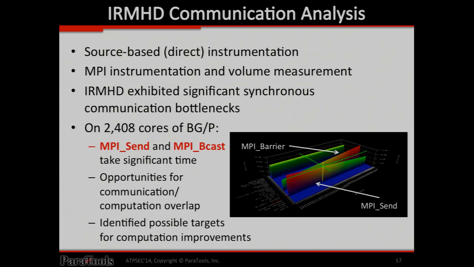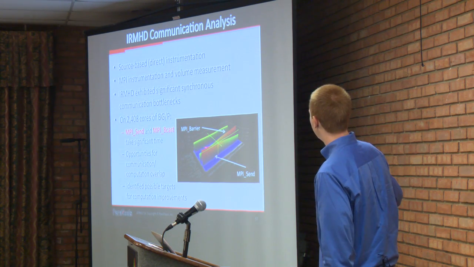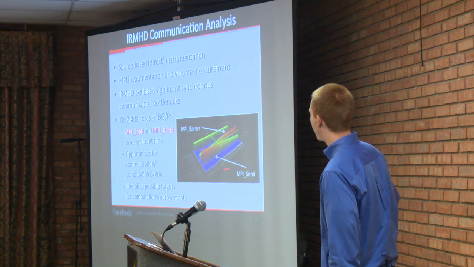So what they did is they performed a source-based, again, direct, not sampling, source-based instrumentation of IRMHD. They instrumented MPI, and they took measurements of MPI calls and volume. And they saw right away in the 3D view that IRMHD had significant synchronous communication bottlenecks. So what we have here is this MPI send, which is sort of sloping down here, and then an inverse pattern between MPI send and MPI barrier across, I think this is 2K cores right here. So this type of pattern jumps out at you immediately.